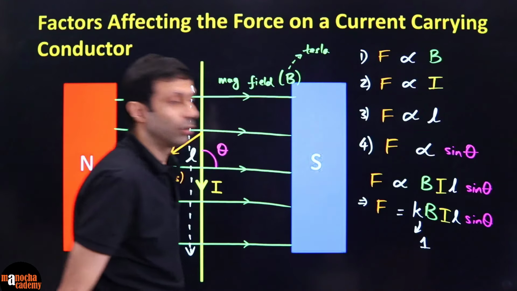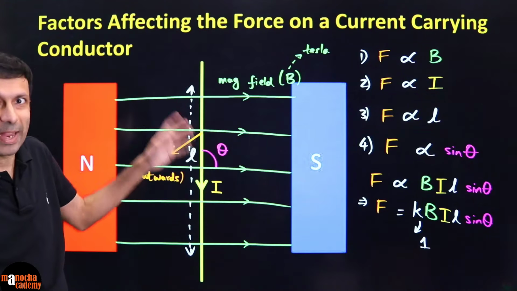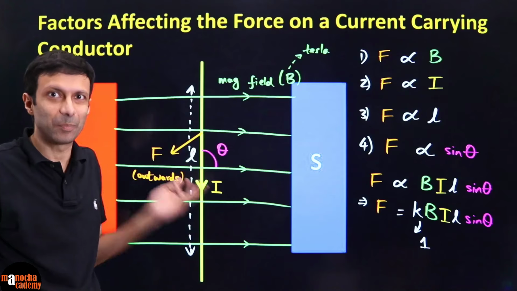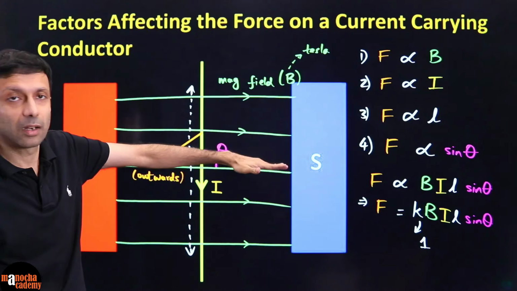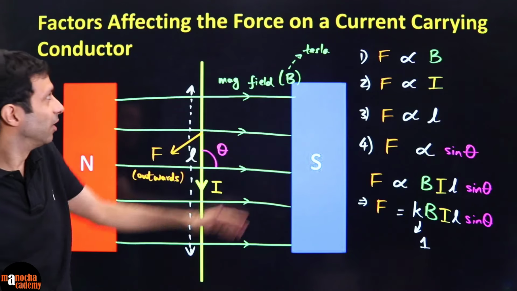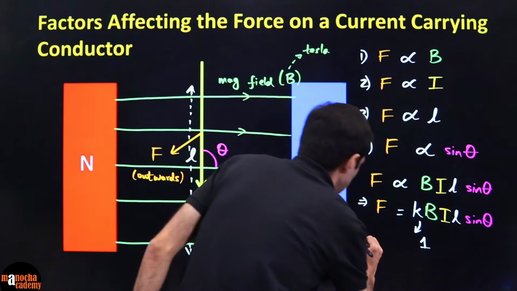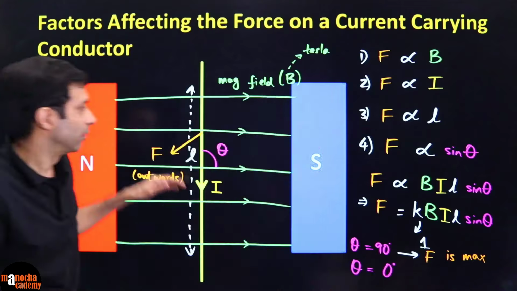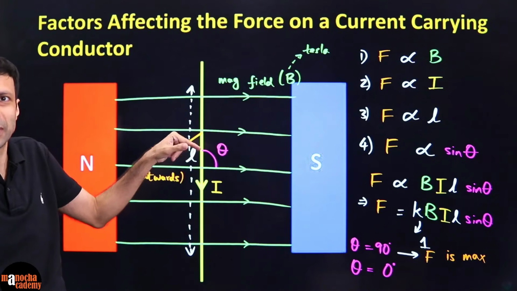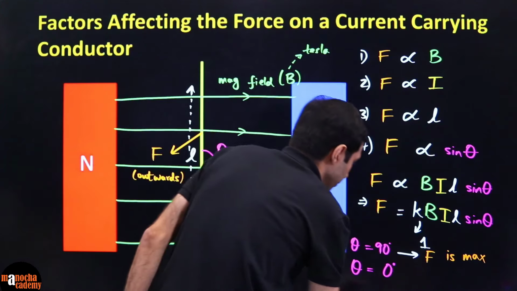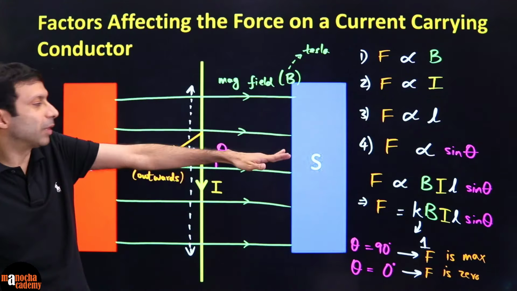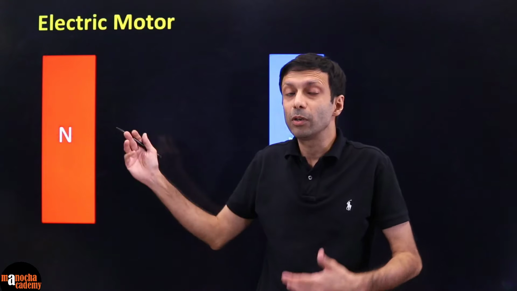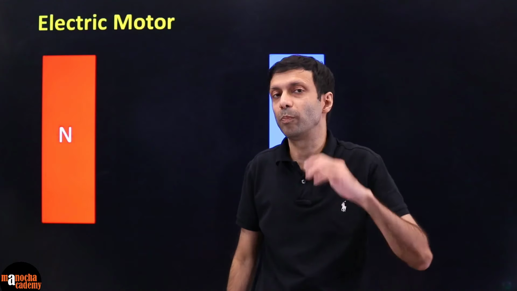So there you go. This clearly tells us that force is maximum when the conductor is perpendicular to the magnetic field. That's why we have been placing it like this. And what do you think if you place the conductor along the magnetic field? What will be the force? Based on this, you can clearly see that when theta is 90 degrees, force is maximum. But when theta is 0 degrees, when it's along the magnetic field, sine theta is sine 0, which is 0, so the force is going to be 0. And anywhere in between, if you keep 30, 60, it's going to be less than maximum, but definitely more than 0.